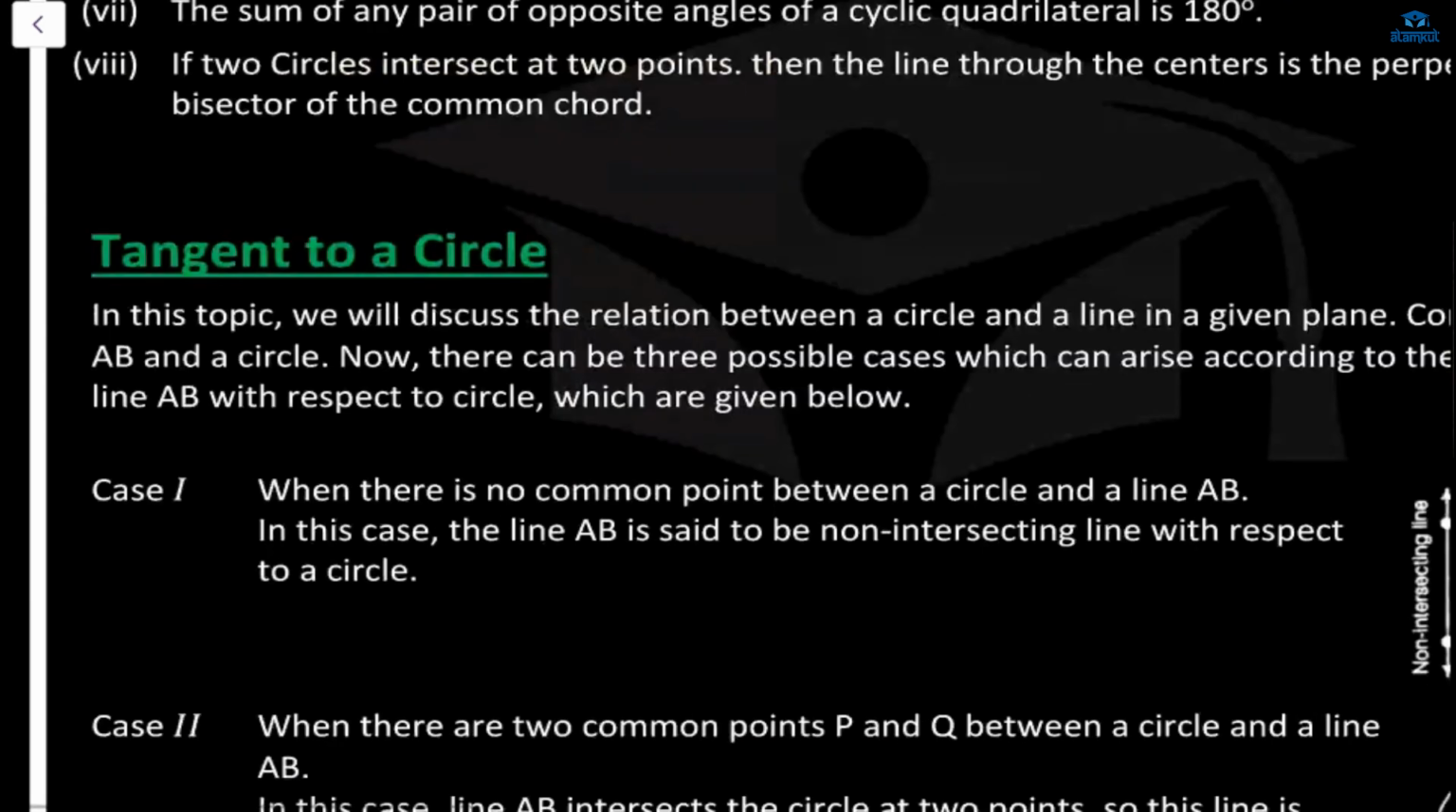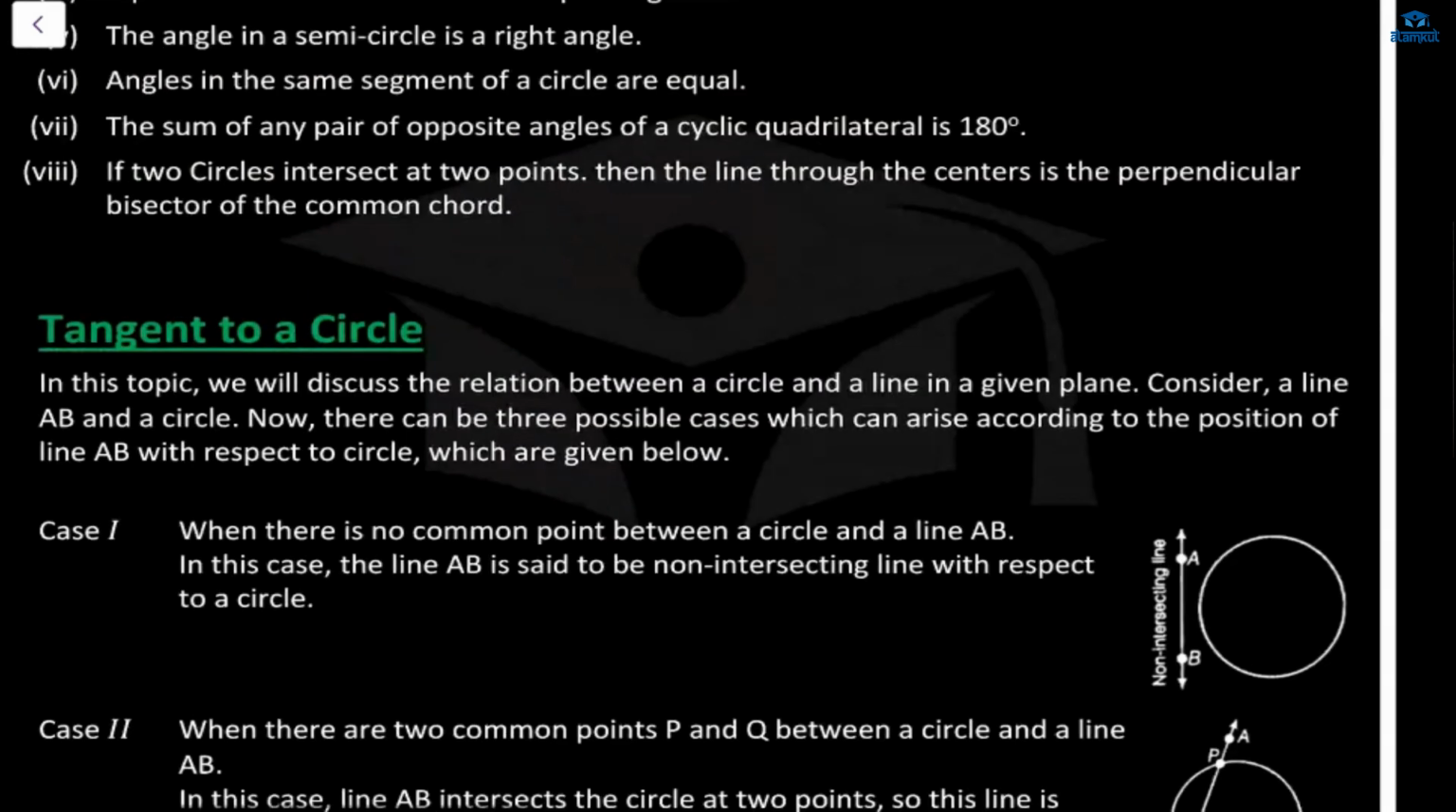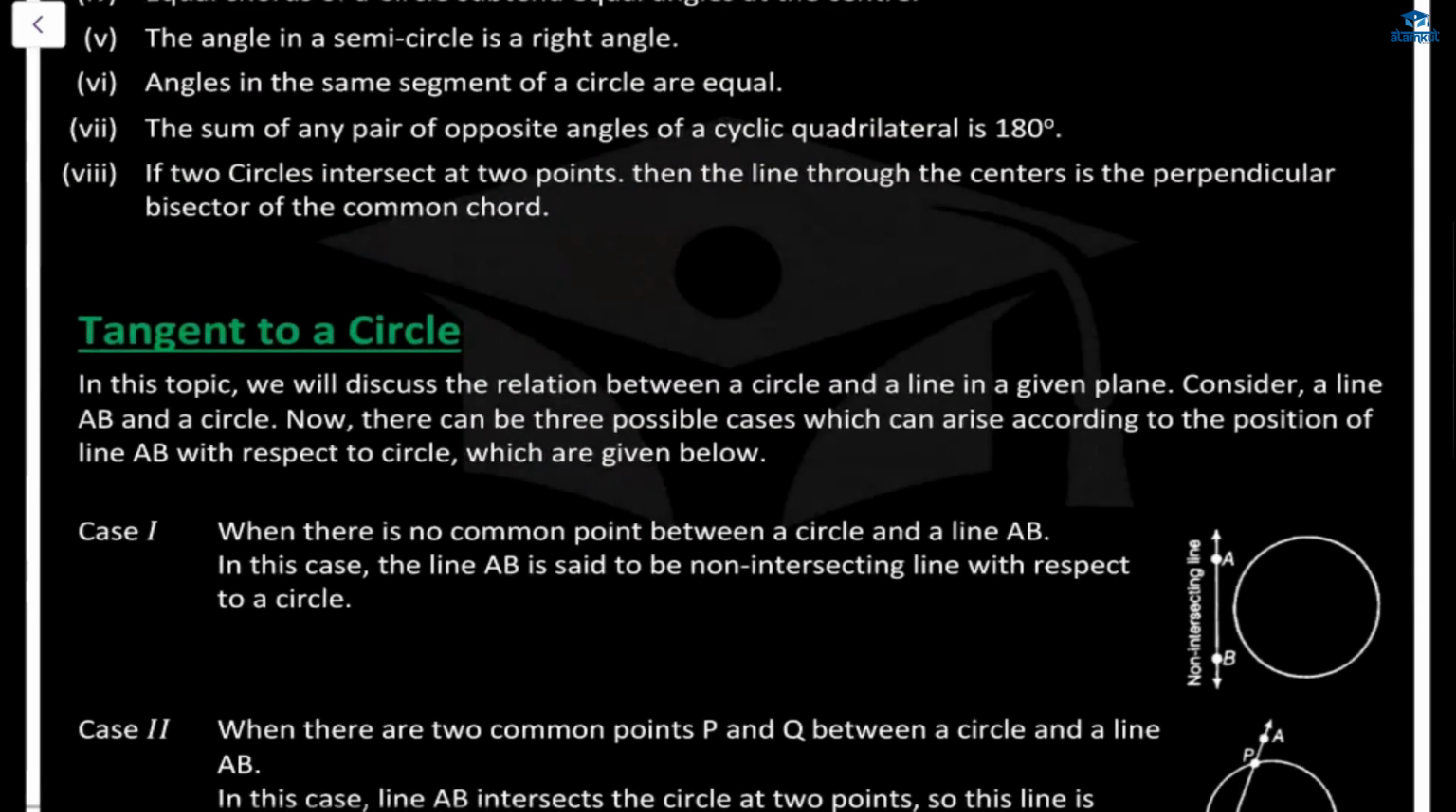Now, tangent to a circle. In your class 10, mainly tangents are covered. Now what is a tangent? So a tangent is a line.